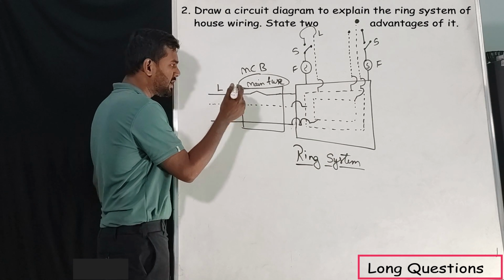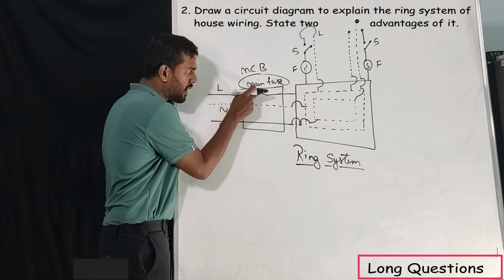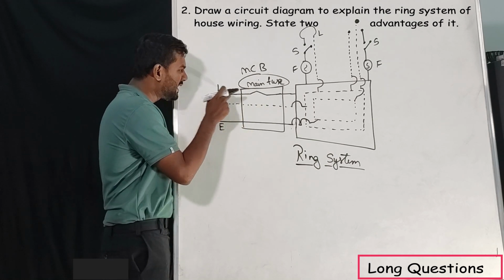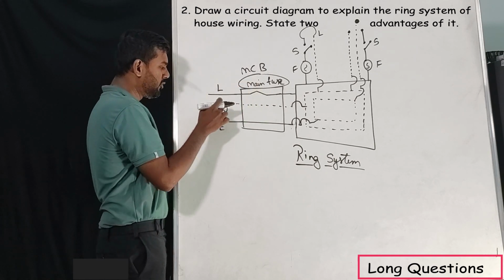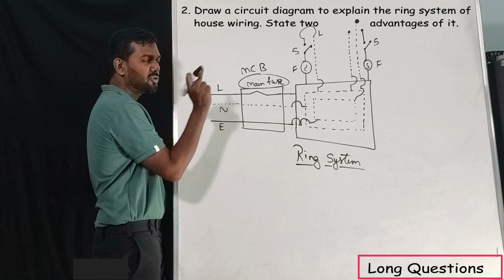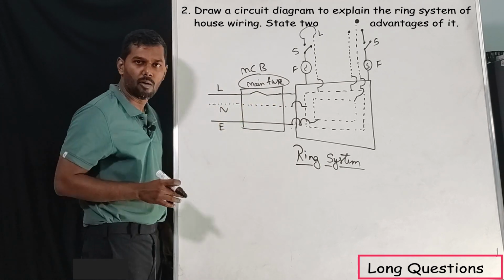So the live wire, see, this upward and downward movement tells us only the live wire is connected to the main fuse. Only the live wire. Neutral and earth wire will not be connected to the main fuse. It will be directly moving.